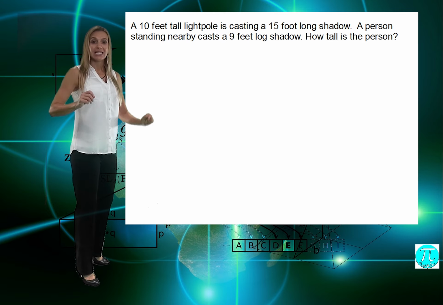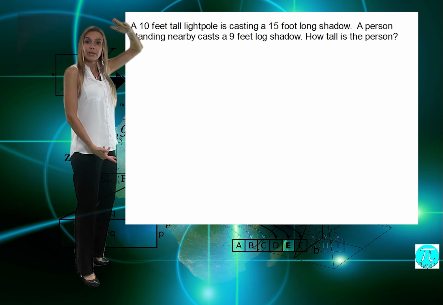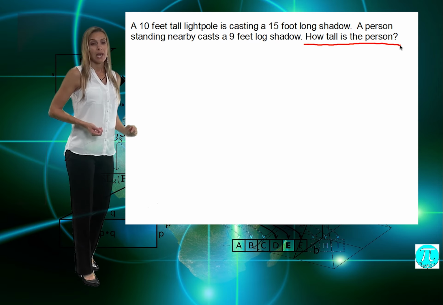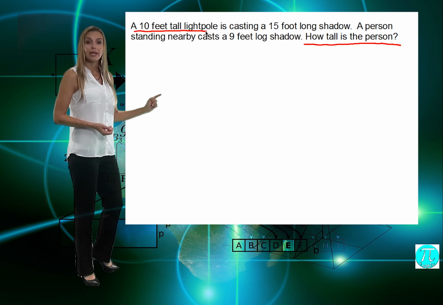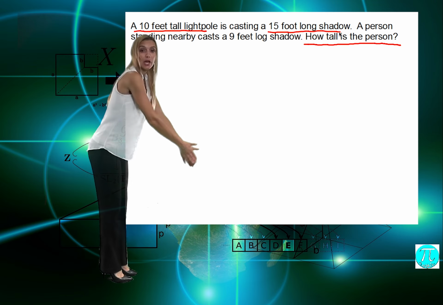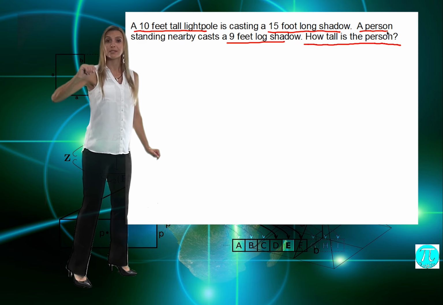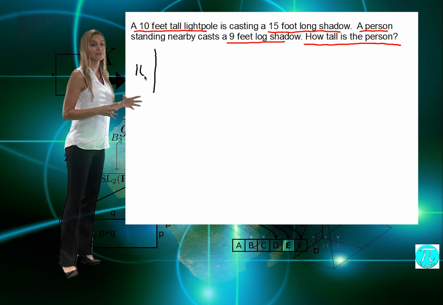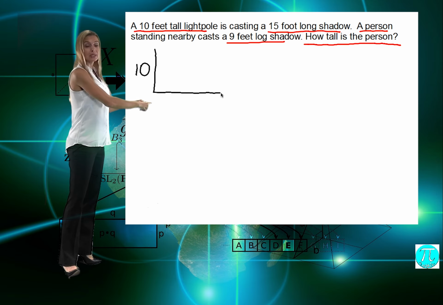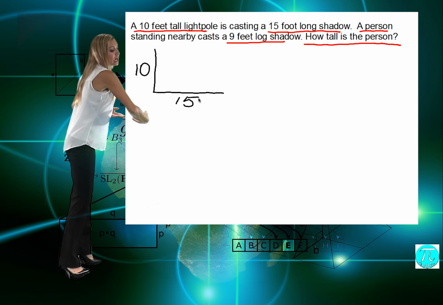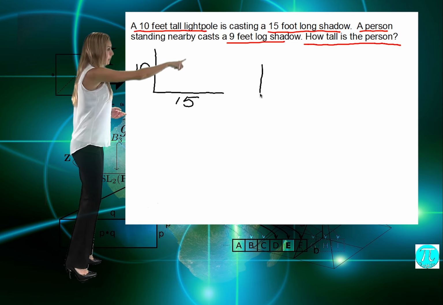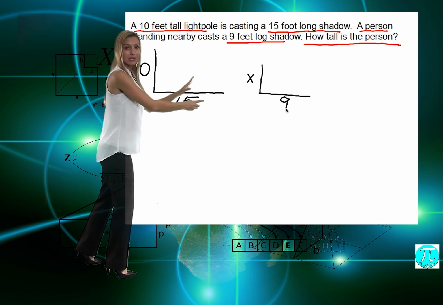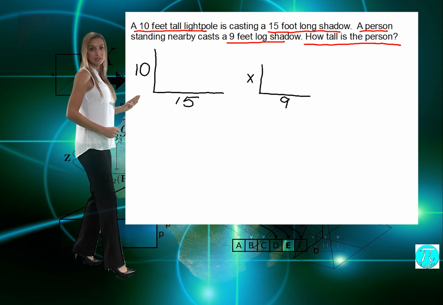We have a 10 feet long light pole. And that light pole is casting a 15-foot long shadow. A person is standing nearby and that person is casting a 9-foot shadow. We want to know how tall the person is. To solve this, I am going to sketch out what I actually have. Well, I know I have a light pole, right? That is 10 feet. And the shadow of it is 15. A person that is nearby is of unknown height, so I'll put x. And the person's shadow is 9 feet.